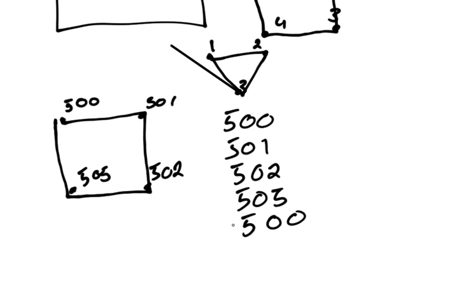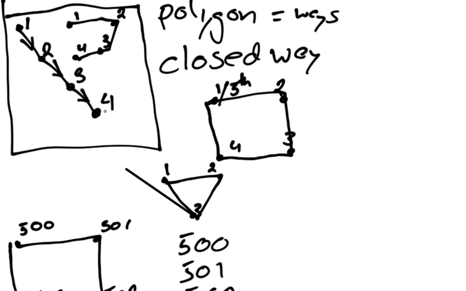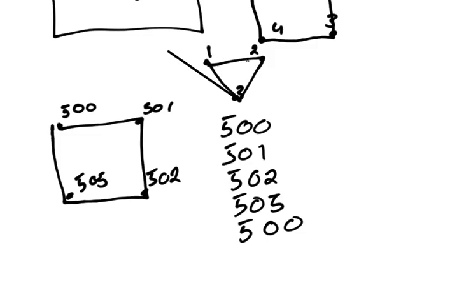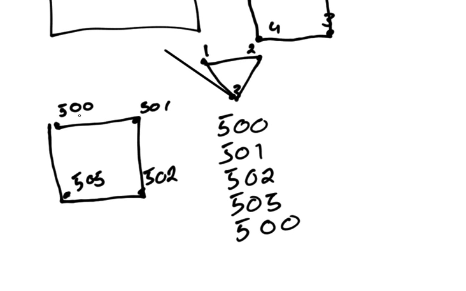So again, we can represent polygons or areas. We would also call these areas. So let's write that down. Or closed ways, just the same way we do with lines, except that it intersects at the first one. And we also said that nodes have ID numbers associated with them that are independent of the ordering in which they appear in a way.